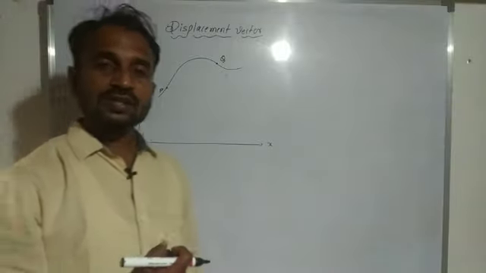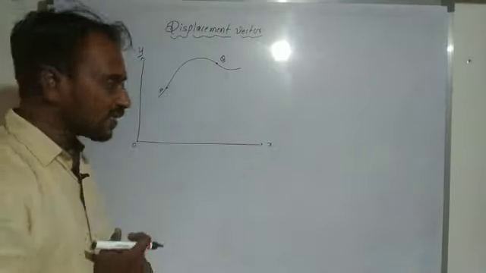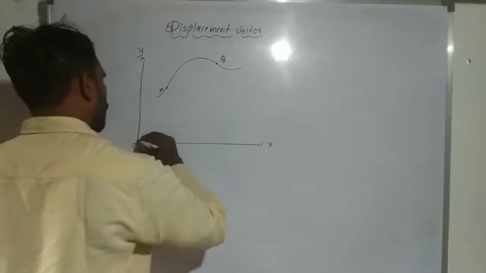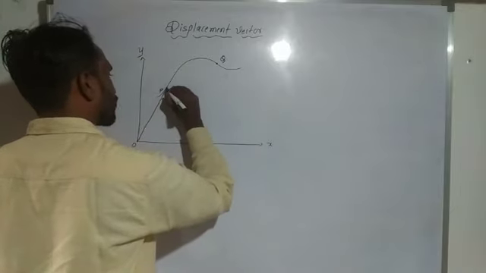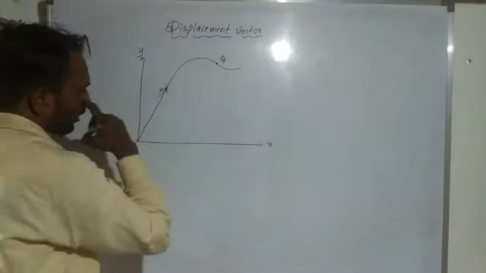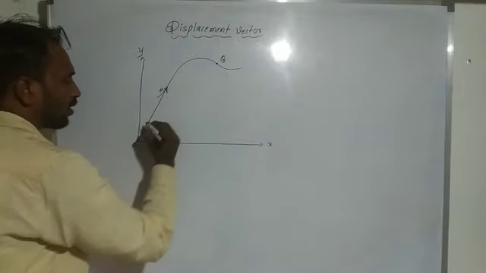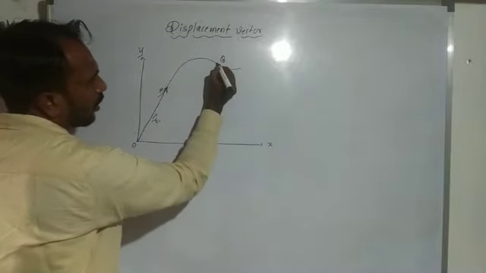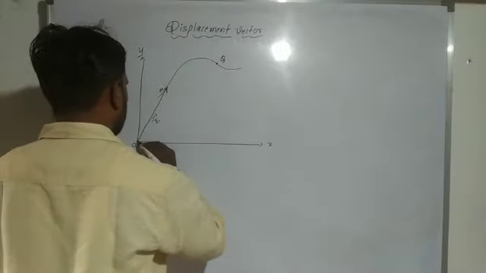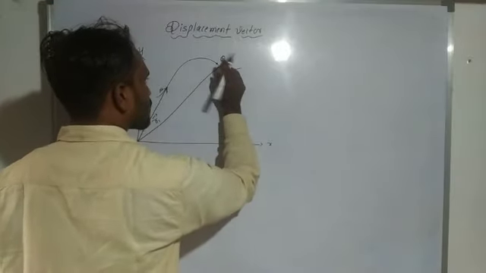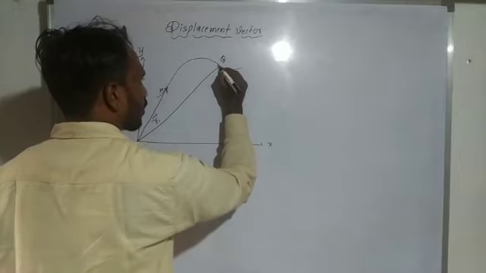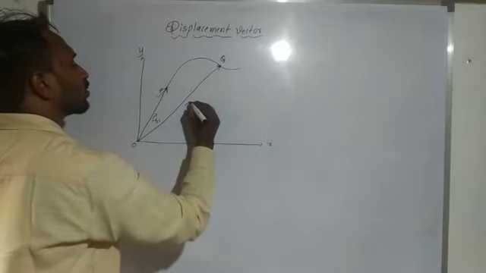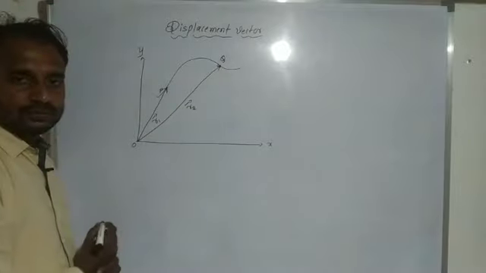For this we consider position vectors. First, the position of particle P. Position vectors start from the origin, so this one is the position vector, which we call R1. And for the other particle position Q, this point also starts from the origin. This position vector we call R2.